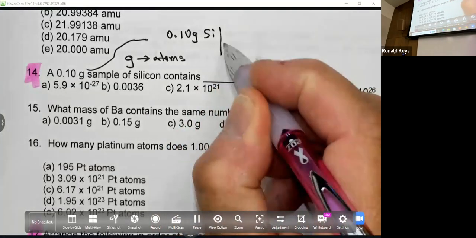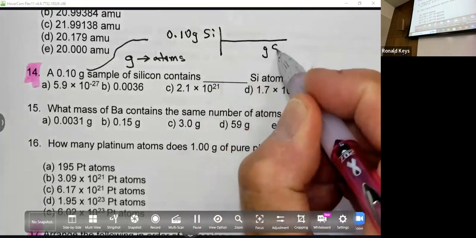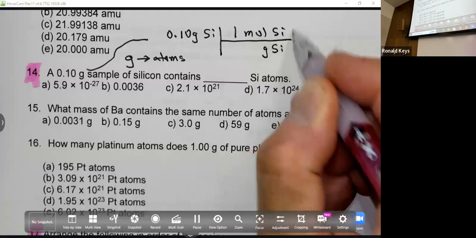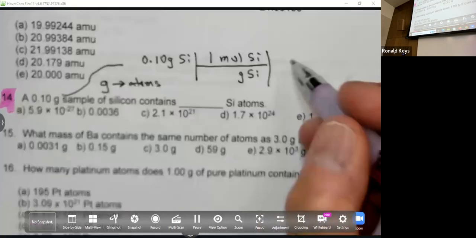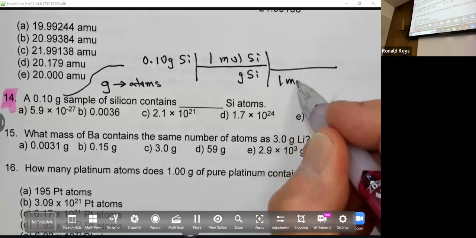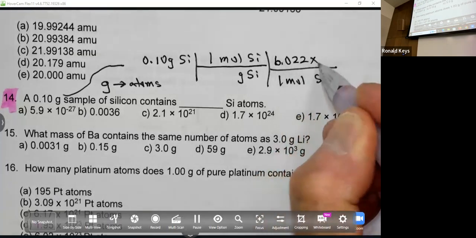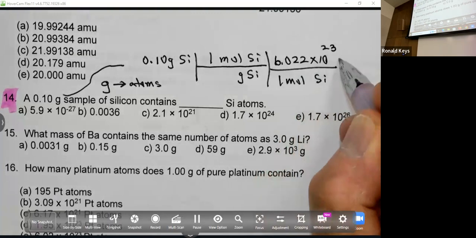Silicon, grams of silicon, 1 mole. That'll get us 2 moles. And then 1 mole, 6.022 times 10 to the 23rd.